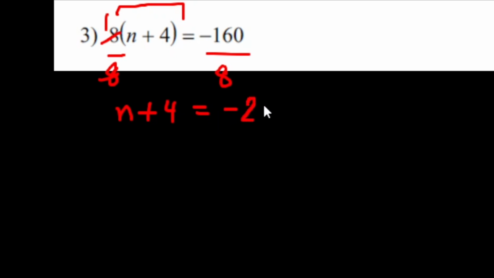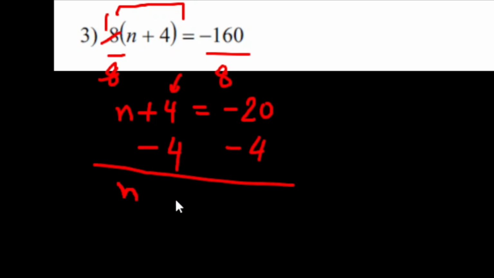negative 20. Now we can do the addition subtraction operation here. So I need to get rid of this 4. Look at the sign in front of the digit, which is plus. I need to do minus 4 on both sides. So I get n equals negative 20 minus 4, negative 24.